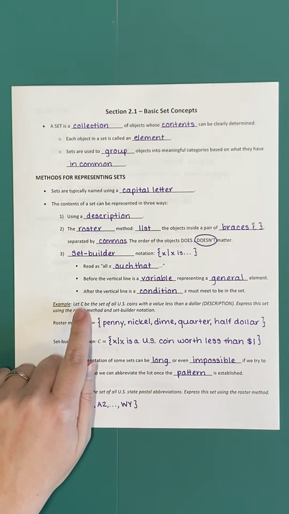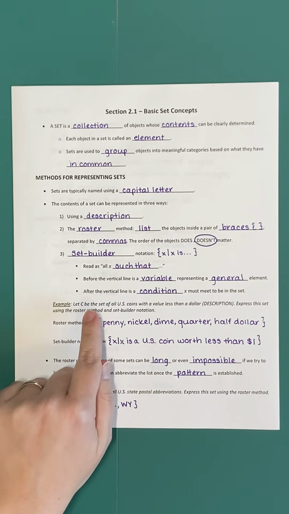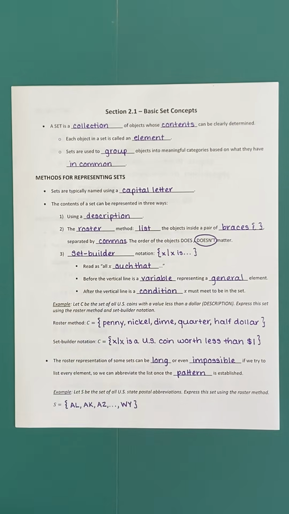So we have the set that we're calling C, and the description of this set is that C contains all US coins that have a value less than $1. So based on this description, we know exactly what is in this set, and we know exactly what is not in this set. The only things in this set are going to be US coins that have a value less than $1.